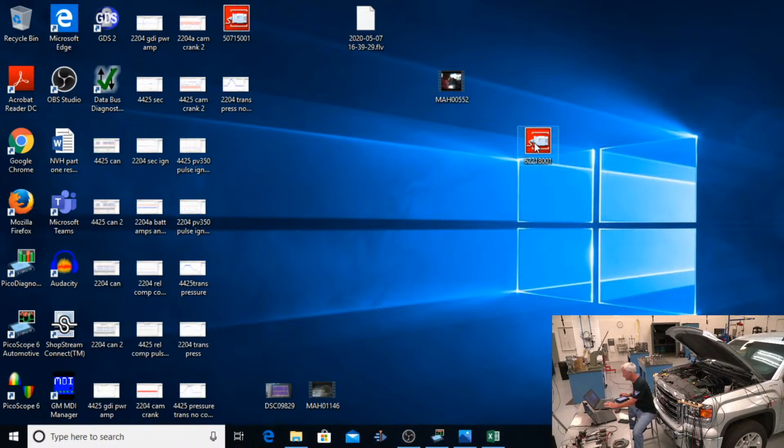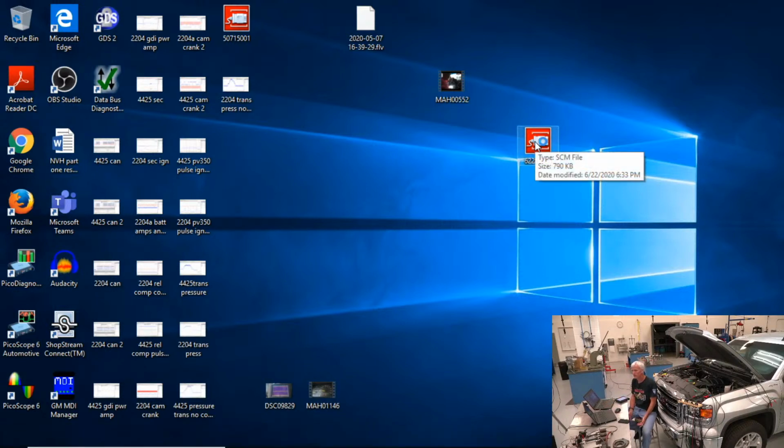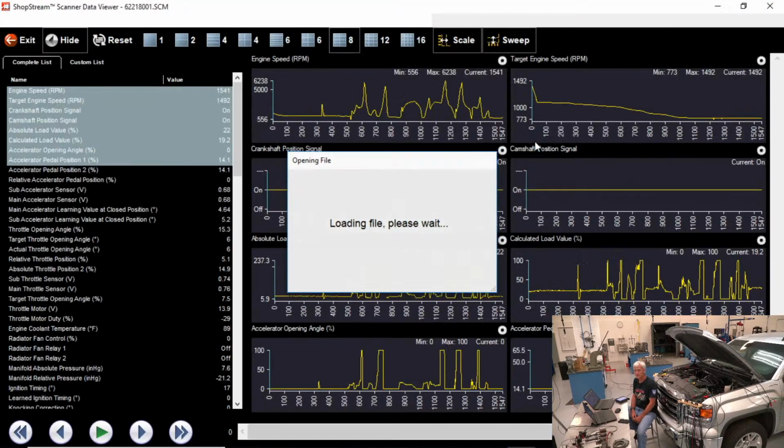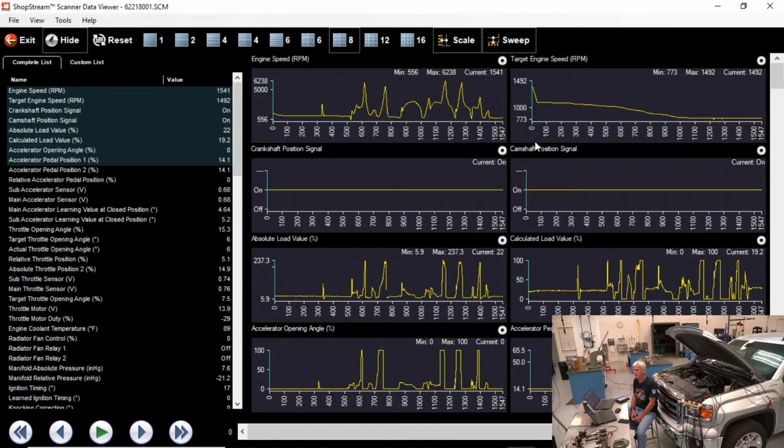Okay, now I'm going to look at this. I took a Subaru WRX out, nothing wrong with this vehicle. And this is kind of a nice feature. This is Shop Stream Key. Did I say that right? Yeah, Shop Stream Key. And Snap-on's software.